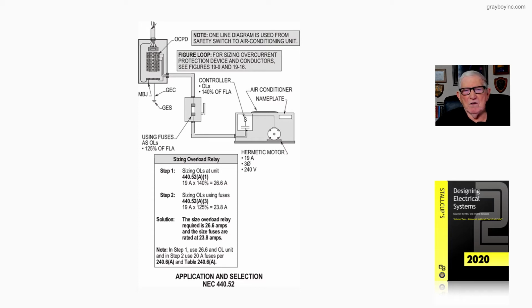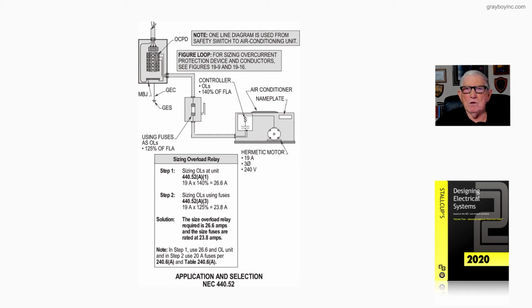Now, we have a hermetic motor here of 19 amps. Now, if we use a relay, as you see, then it's 140% of 19. But if we use fuses or a circuit breaker, it's 125%, as you see, using fuses pointing toward the fuse and the disconnect switch. Now, step one, 19 amps times 140%, that relay could be set at 26.6, but no greater, according to this rule. Now, that's in accordance with 440.52A1 as shown.